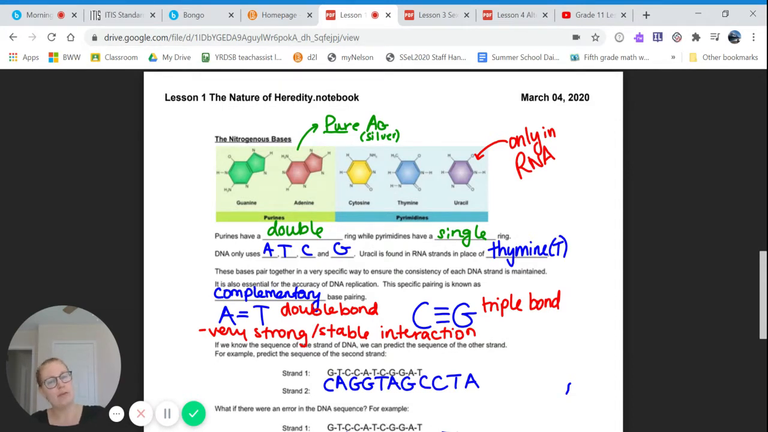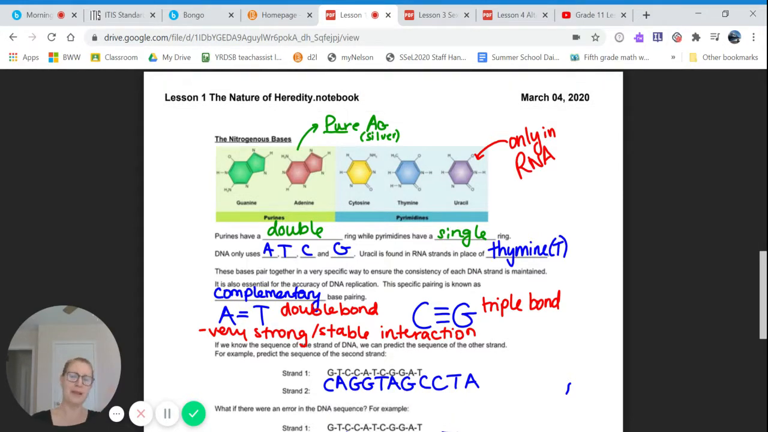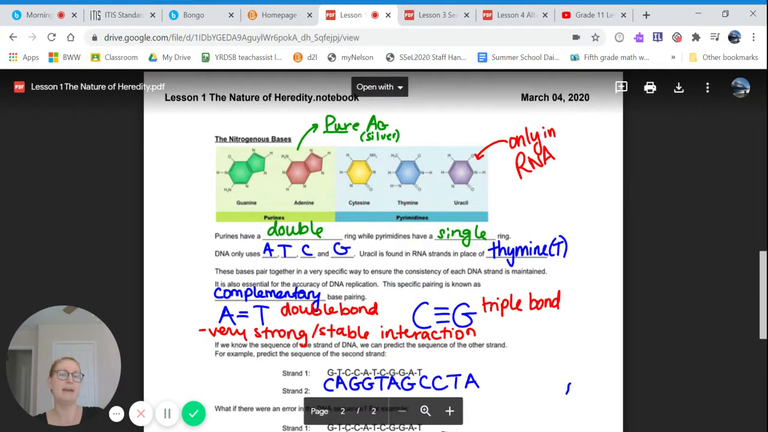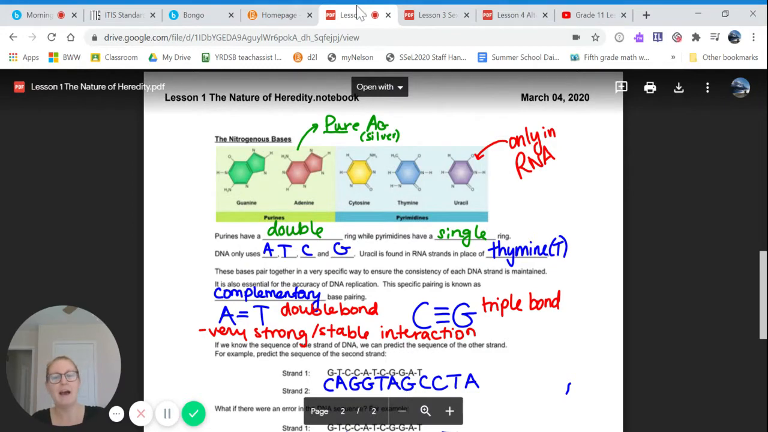Over here, I've also listed uracil. That's also considered a nitrogenous base. Uracil is only in RNA, and thymine is only in DNA. Again, next year in grade 12, we talk about more details of RNA. For now, we don't really talk about it at all in this unit, but we really focus on the first 4 that are listed here.